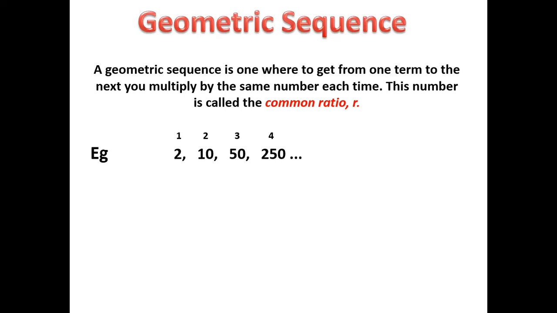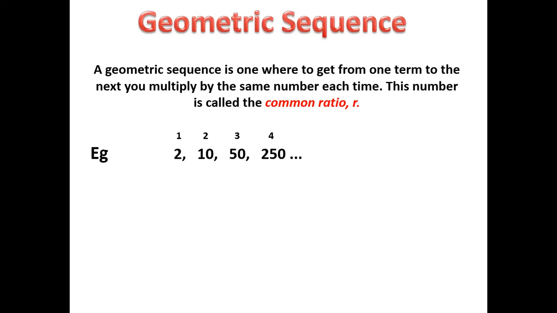So for example, say I have a sequence 2, 10, 50, and 250. Is this a geometric sequence? We have to test by getting the common ratio first. When we say ratio, we are dividing two consecutive numbers. Say for example, 10 divided by 2, 50 divided by 10, 250 divided by 50, and so on.